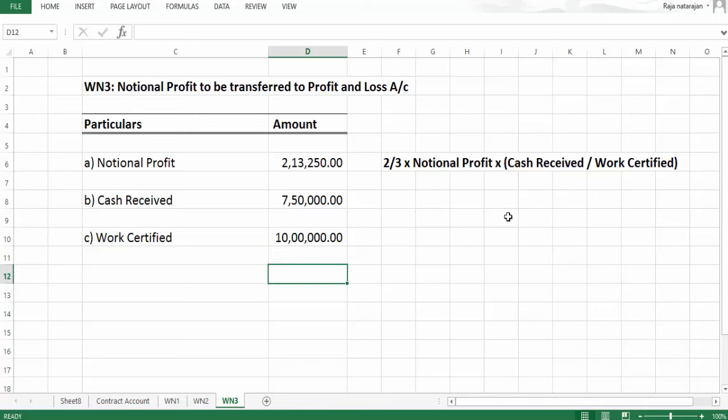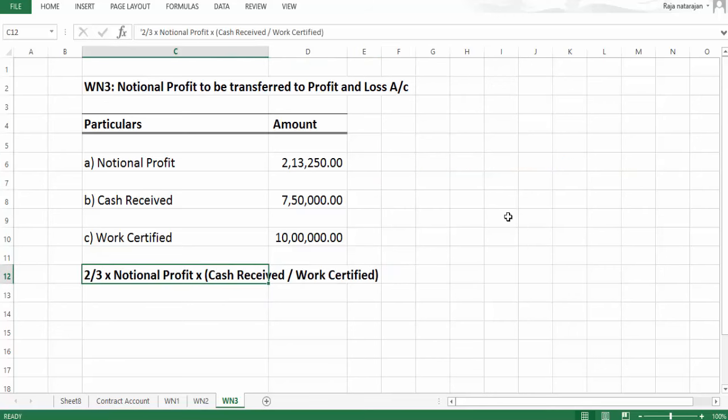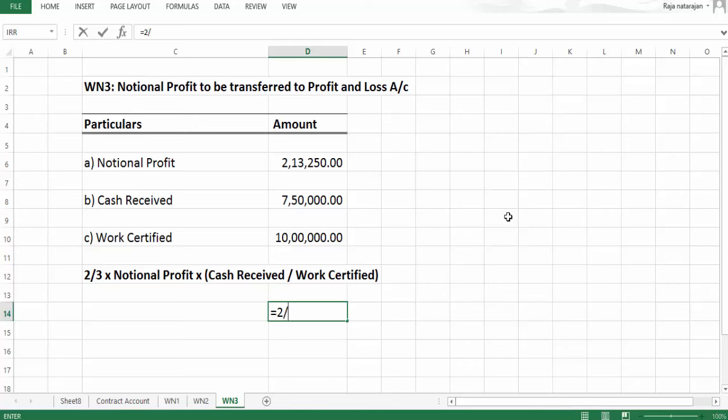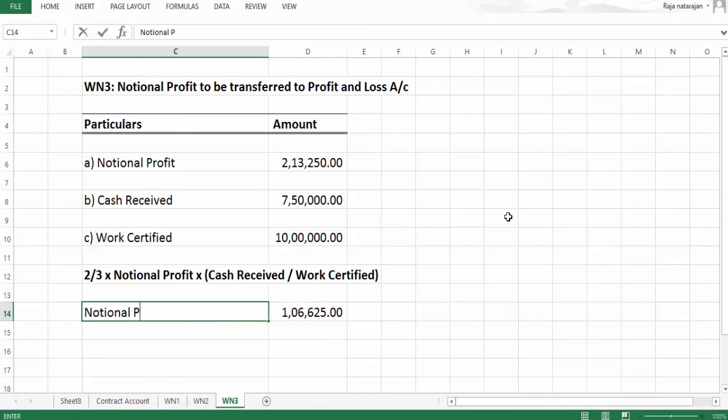So now we can easily find out by applying this formula, right? So let me just copy that. So going by the formula, I have to take 2/3 of notional profit. Notional profit is 2,13,250, and that should be multiplied by cash received and divided by work certified. So if I do that, I get the figure as 1,06,625. So this is the notional profit that can be transferred to, say, transfer to P&L account.